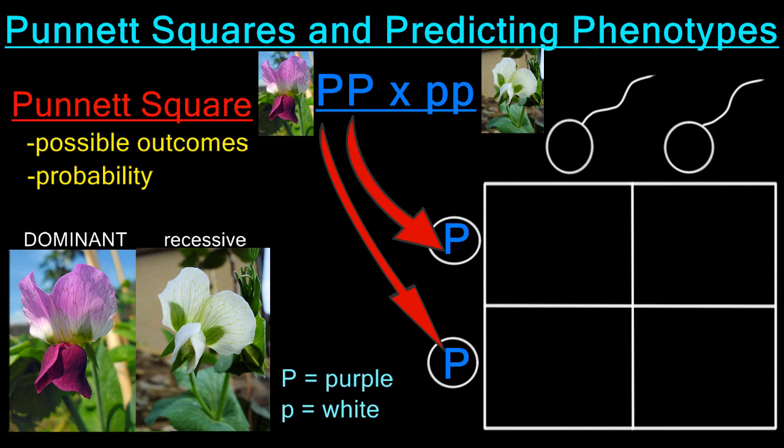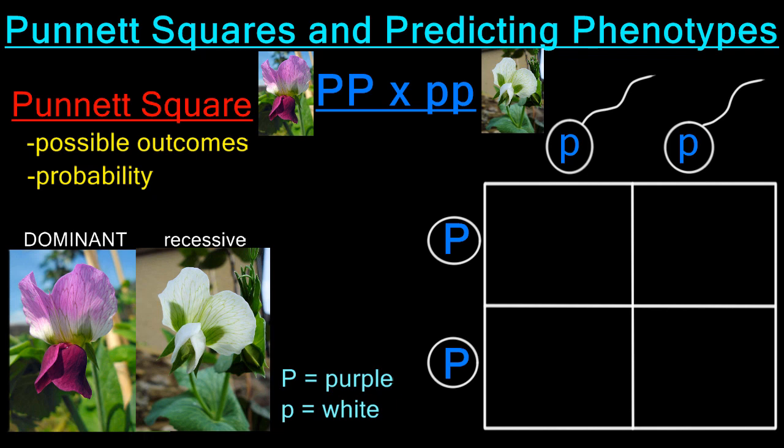Next, we'll place the second individual, the homozygous recessive male, on the top of the box, splitting the letters so we have one on top of each box. This represents the fact that when this plant makes sperm, half of them will have this p, and half will have this p. Because according to Mendel's law of segregation, each sperm only gets one p.